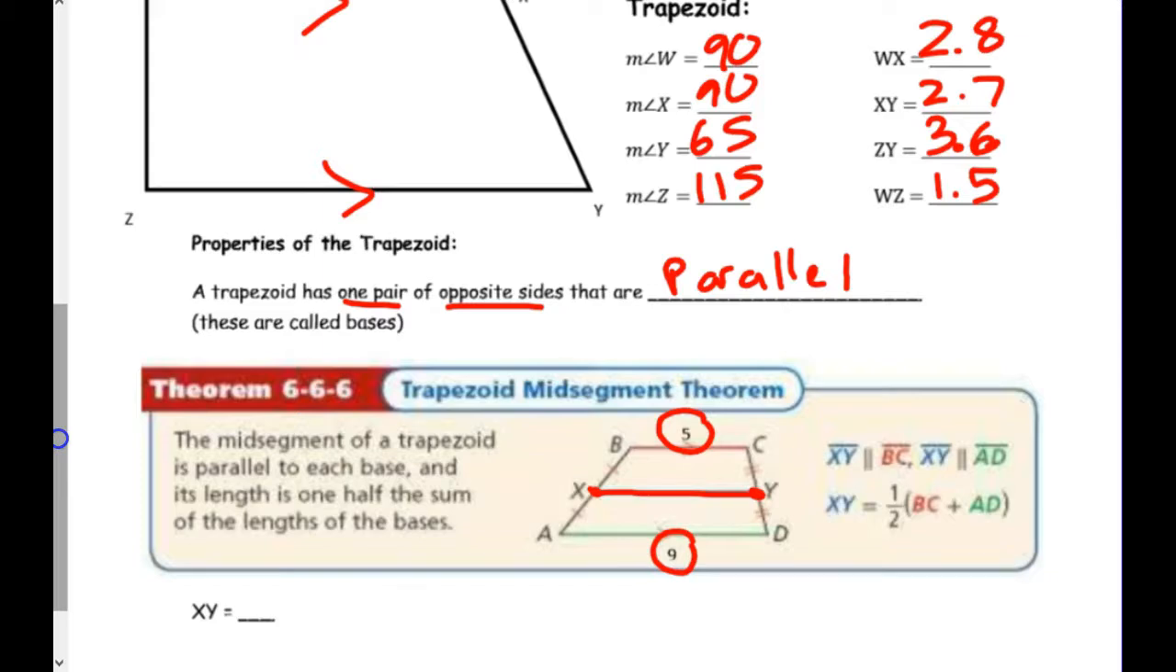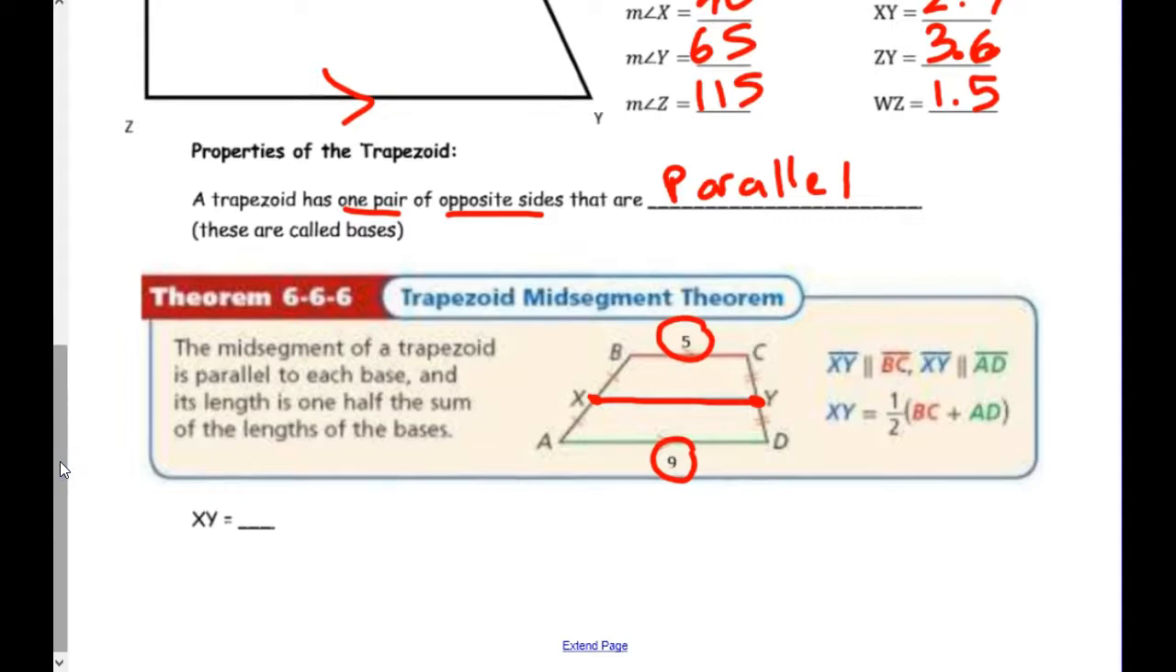Okay? So let's do this example real quick. I have a trapezoid. I see 9 and 5 as my parallel sides. So I think 9 plus 5 divided by 2. So that's what? 14 divided by 2. That's what? 7. 7 is exactly between the numbers 5 and 9. That's how you do mid-segment.